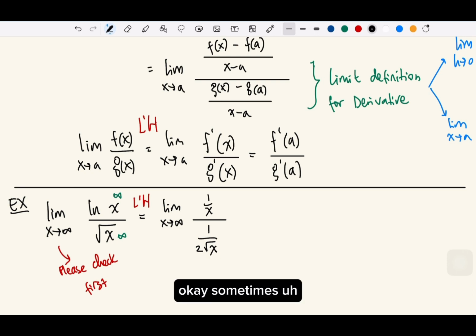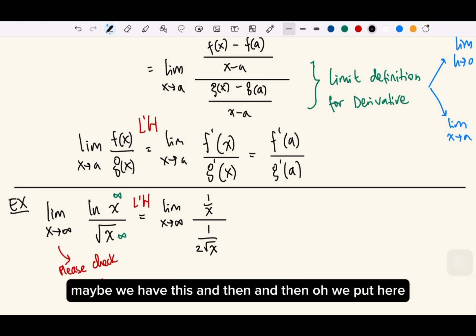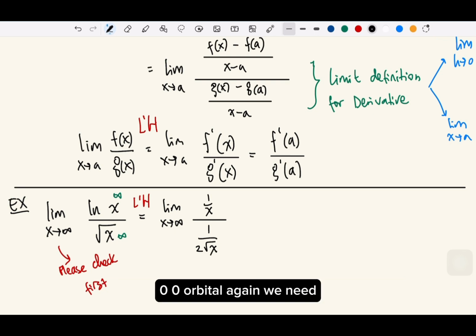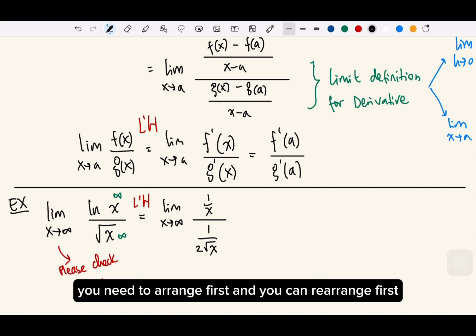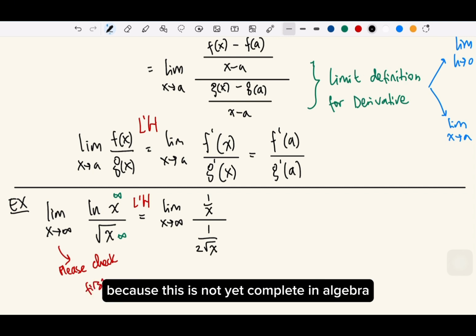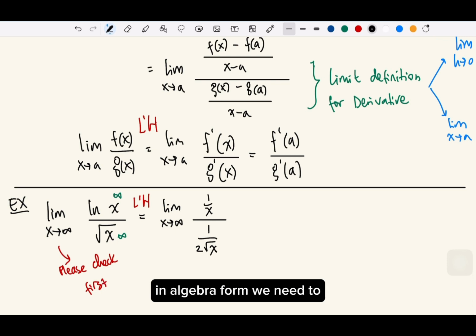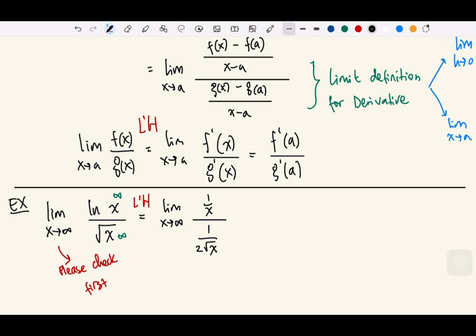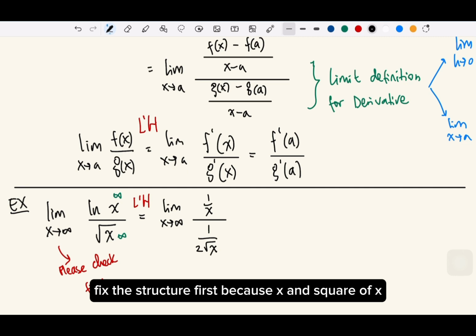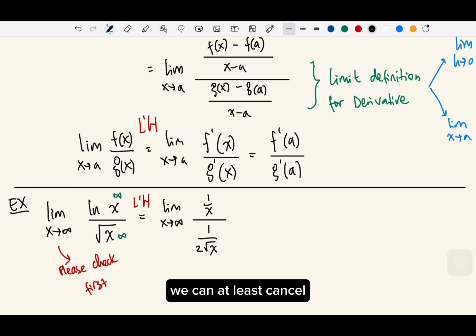Okay, sometimes we have this and then we put here 0 over 0, L'Hopital again. You need to rearrange first, okay? You need to rearrange first because this is not yet complete in algebra form. We need to fix the structure first, okay? Because x and square root of x we can at least cancel, and then the other one has the square root, right?